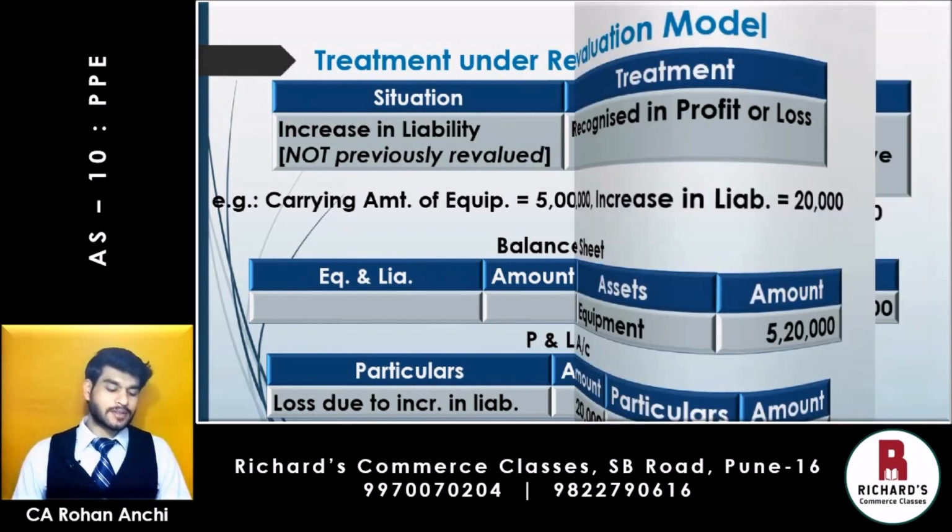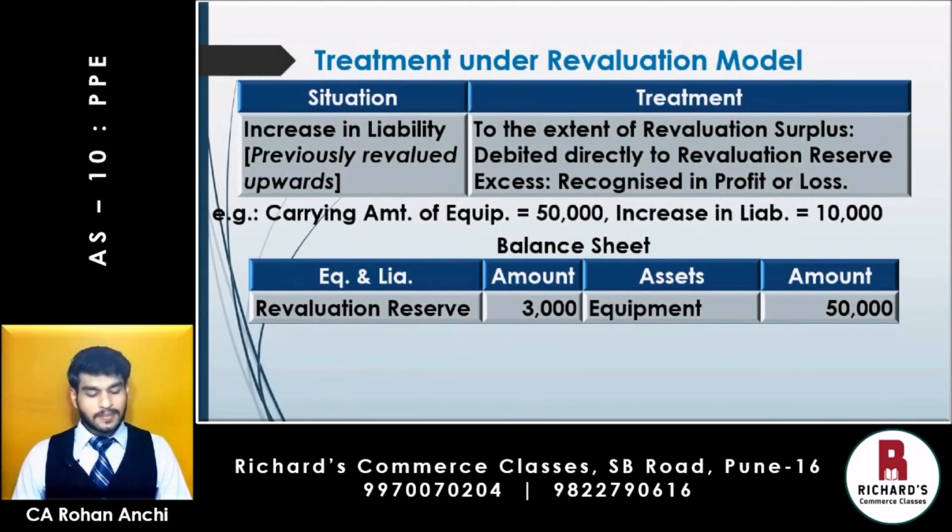Then the next situation is an increase in liability, but the asset was previously revalued upwards. In that case, what is the treatment? To the extent of the revaluation surplus, it is debited to revaluation reserve, and the excess, if any, is recognized in profit and loss account. Let us see. The carrying amount of the equipment is presently 50,000 rupees, and since it was previously revalued upwards, there is some balance in revaluation reserve, and that is 3,000 rupees. And the increase in liability now is 10,000 rupees. So how do we account for this 10,000 rupees?